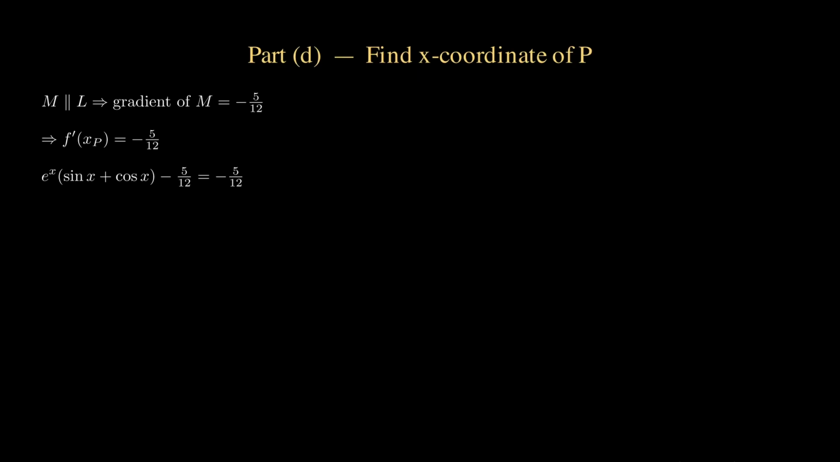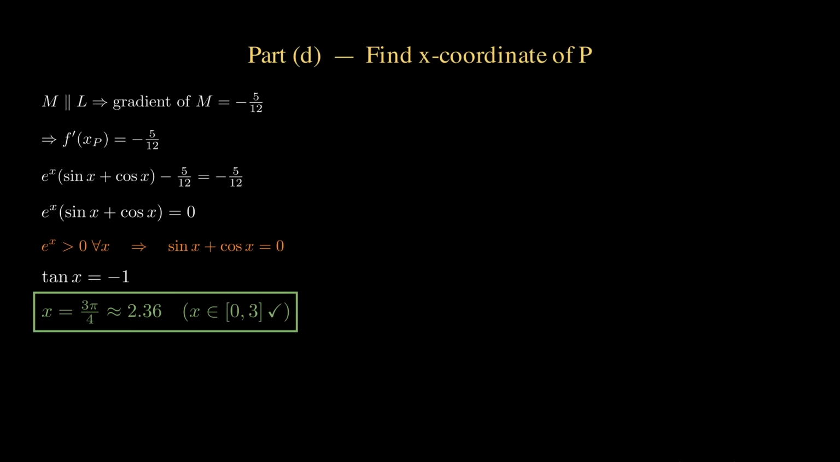The negative 5/12 cancel from both sides, giving e to the x times sine x plus cosine x equals 0. Now e to the x is always positive, it can never be 0. So we must have sine x plus cosine x equals 0. Dividing both sides by cosine x, tan x equals negative 1. In the interval 0 to 3, that is 0 to 3 radians, the solution is x equals 3 pi over 4, which is approximately 2.36. And we confirm 3 pi over 4 is about 2.36, which does lie in the interval.